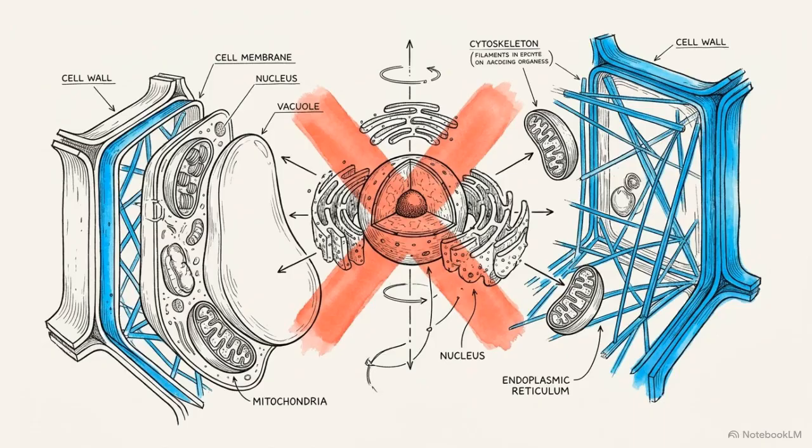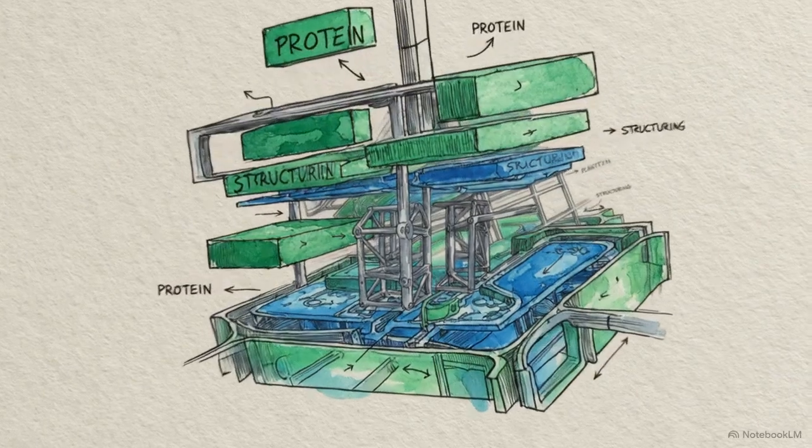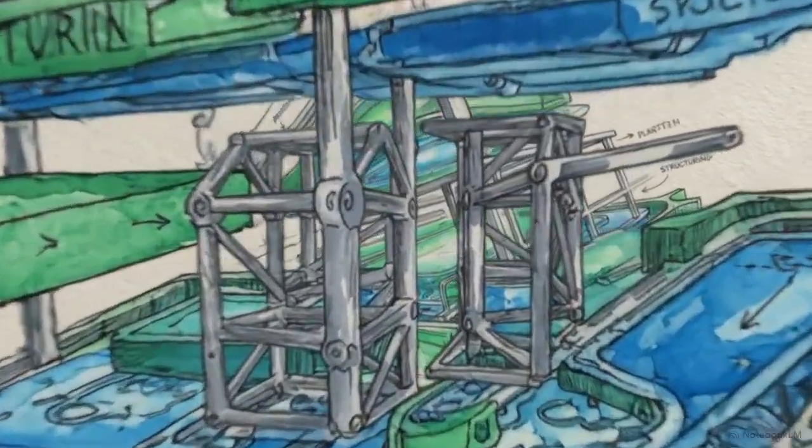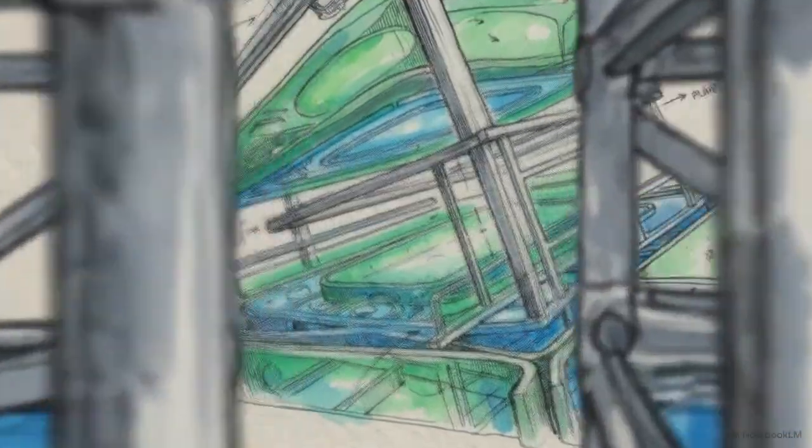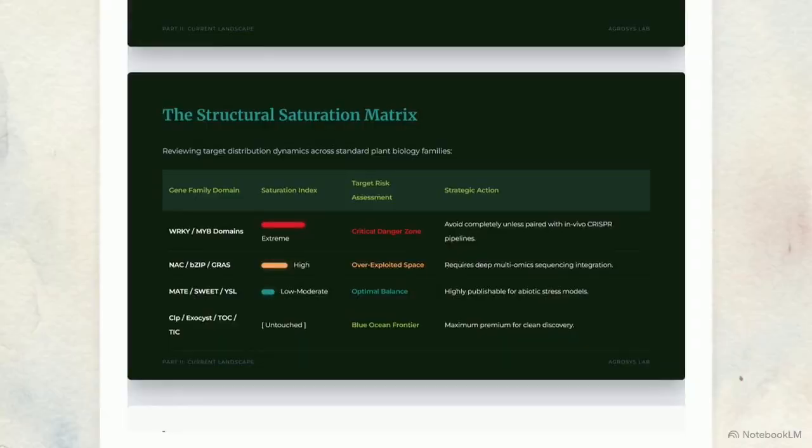The first step in building this model is pivoting away from classical regulatory families. Instead, you need to target the structural families that govern the actual physical cellular infrastructure of the plant. This table is the structural saturation matrix. It provides formal evaluation metrics for gene family selection based on target distribution dynamics.